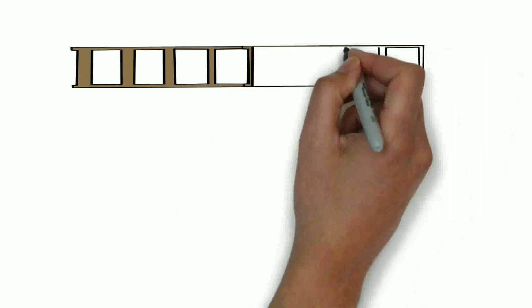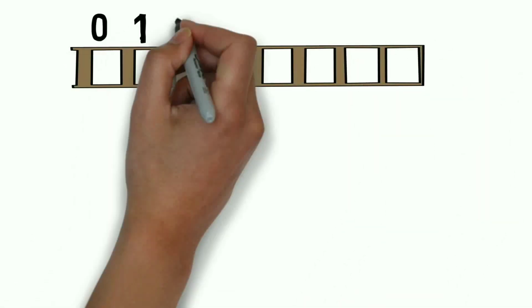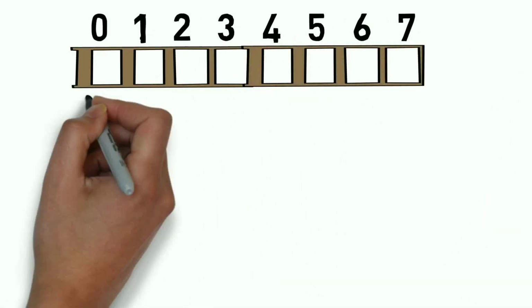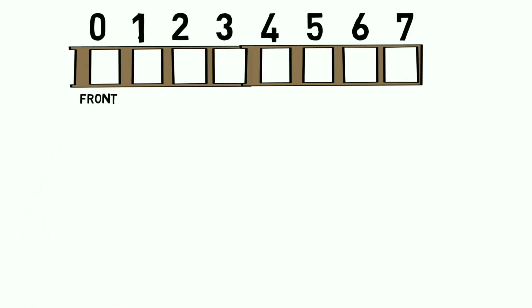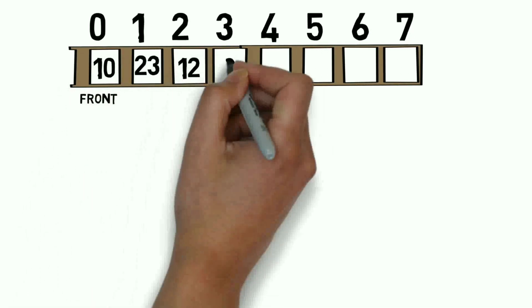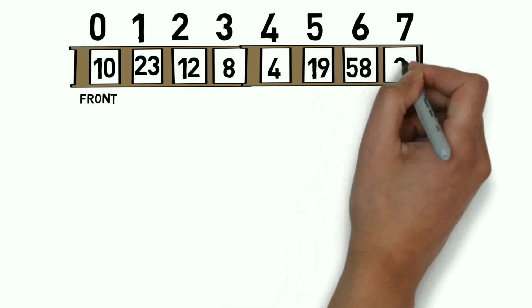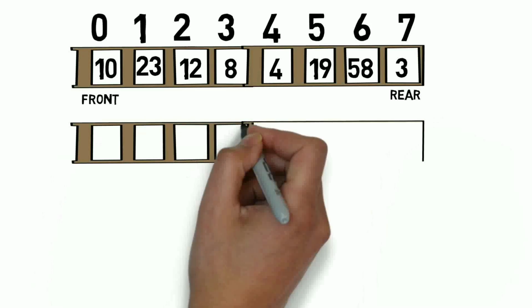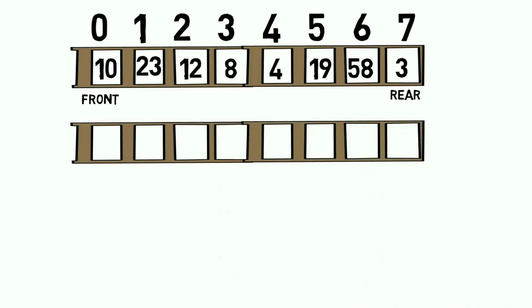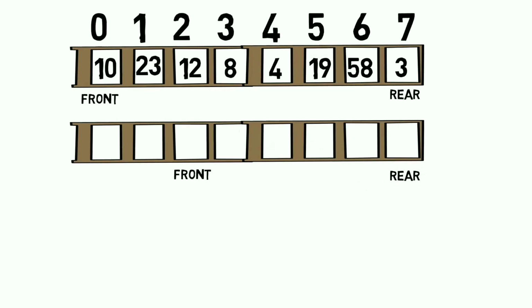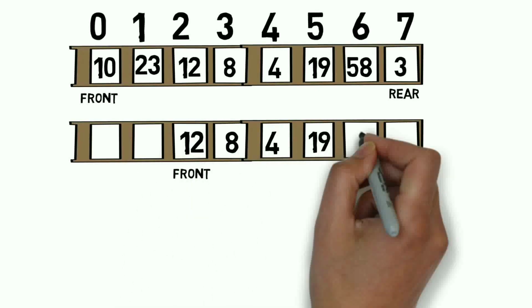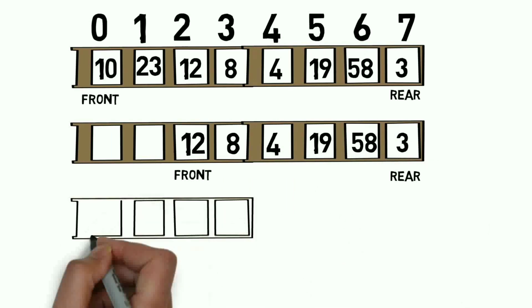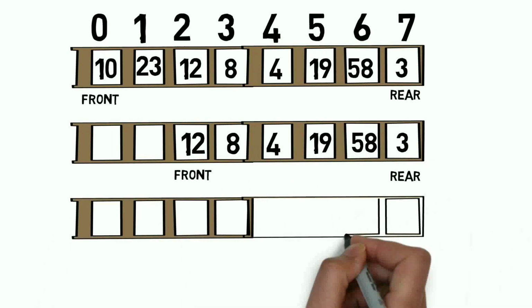Now let us understand the algorithm of circular queue. Let us assume that this is the current scenario of the list where front is pointing at 10 and rear is pointing at 3. And if we delete the first two elements, then the queue will become like this. Front is pointing at 12 and rear is pointing at 3.